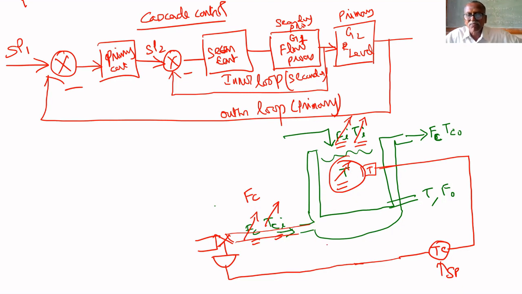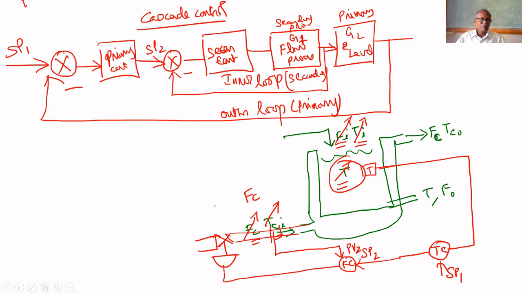For that, what we have to do is, instead of having the temperature controller directly control the valve, we have to put one more controller, that is called flow controller. The temperature controller gives set point 2. This is set point 1. The flow rate is measured here and given as PV2. And the flow controller regulates the valve.